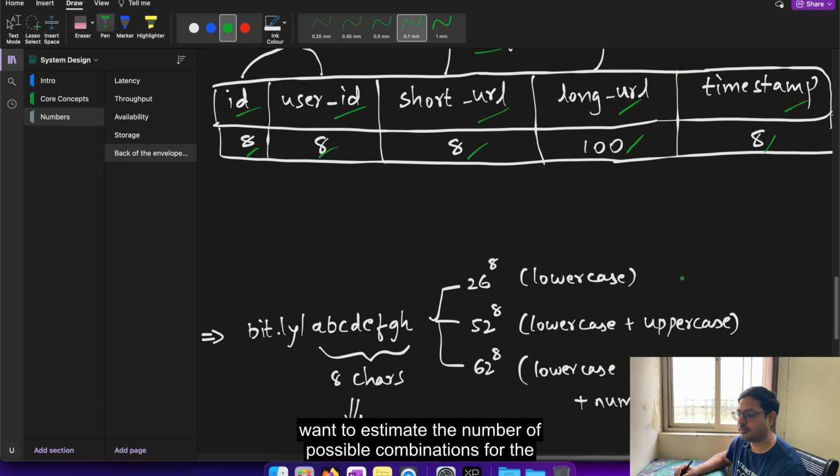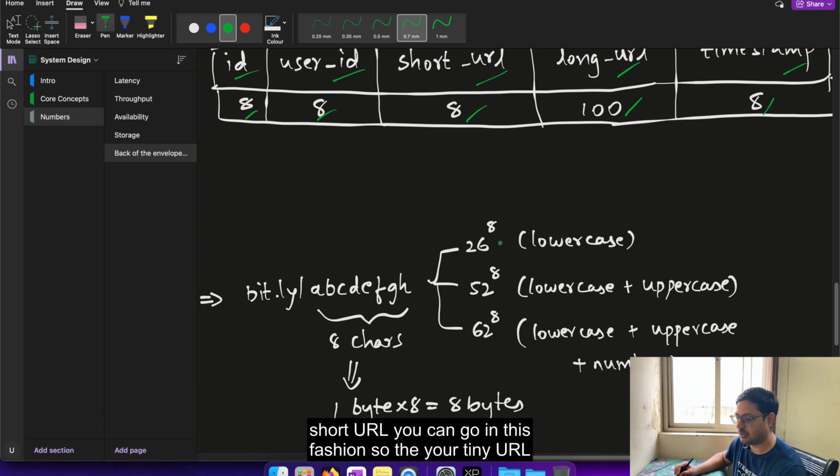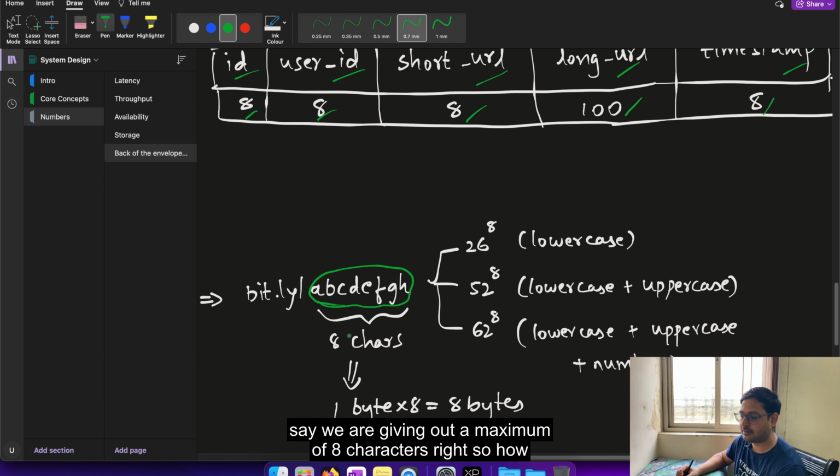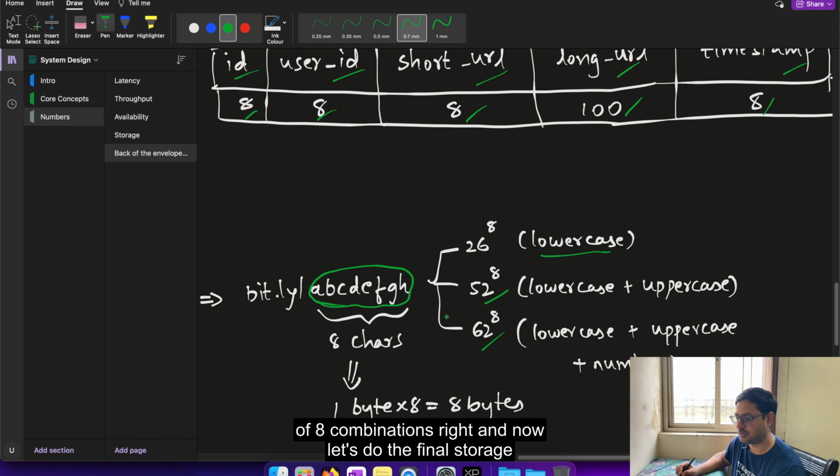If you also want to estimate the number of possible combinations for the short URL, you can go in this fashion. The tiny URL will look something like this: bit.ly/ some tiny URL. Let's say we are giving out a maximum of 8 characters, right? So how many such URLs can be possible? If you are only supporting lowercase characters, we can have 26 to the power of 8. If it's lowercase plus uppercase, we can go up to 52 to the power of 8. If it's alphanumeric, we can add 10 more, and we'll get 62 to the power of 8 combinations, right?